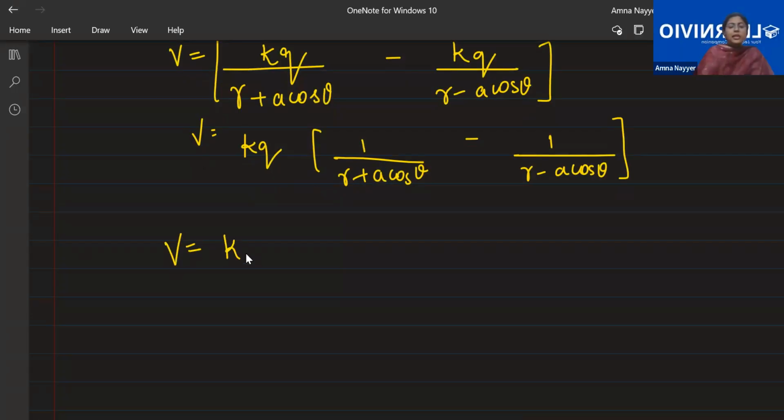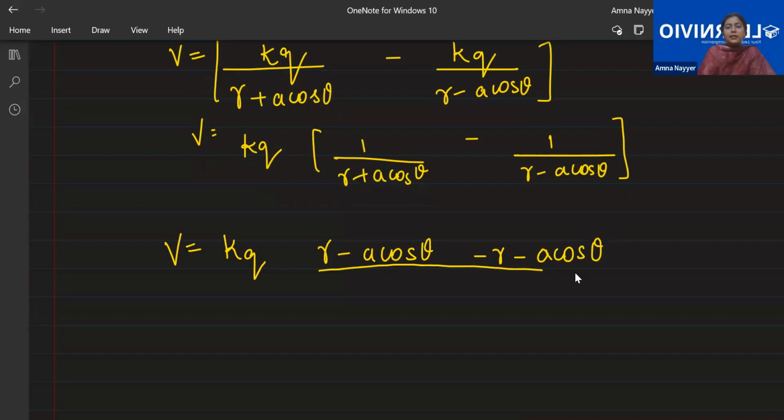So V will be KQ. See, this term will get multiplied here: (R minus A cos theta) minus... Now, this term will be multiplied, but because of the negative sign, the sign will change: minus (R minus A cos theta), divided by A into B, that is (R plus A cos theta) into (R minus A cos theta). That's how we take the LCM. So, (R plus A cos theta) into (R minus A cos theta).